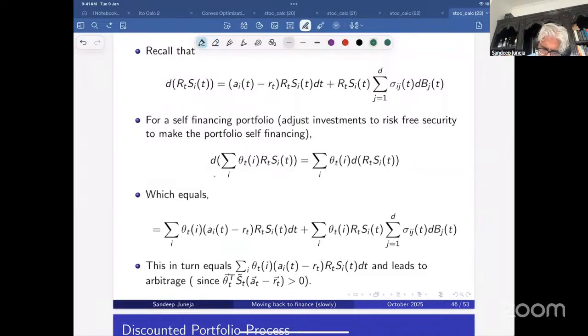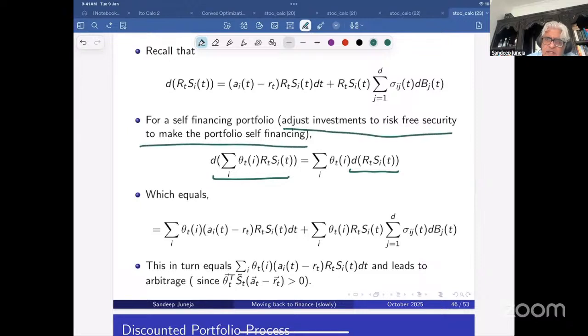When you have a self-financing portfolio, the change is basically given by theta_t^i into d(r_t S_t^i). The nuance which I'm not mentioning is that if you think of S_t^0 as the money market, then r_t into the money market is just a constant, and d of that is equal to 0. In the assets that I'm showing you, there's no money market asset, but the money market asset ensures investment in the risk-free security to make the portfolio self-financing. You just increase or decrease the investment in the money market account to ensure that you always have a self-financing portfolio.